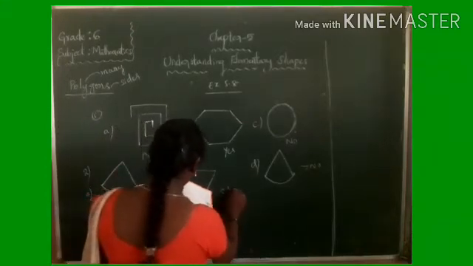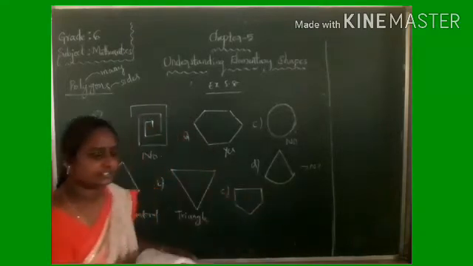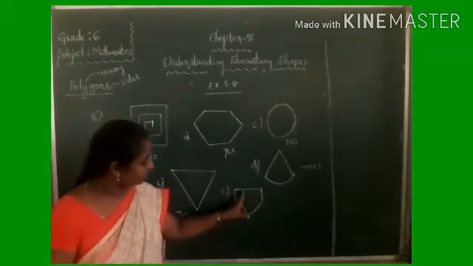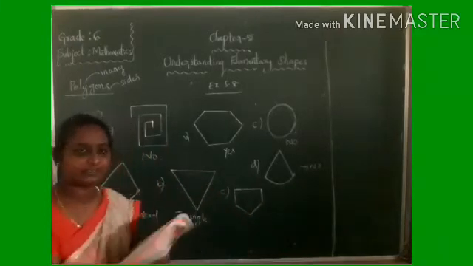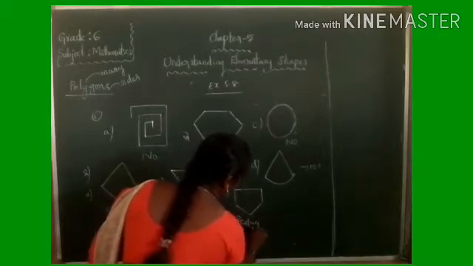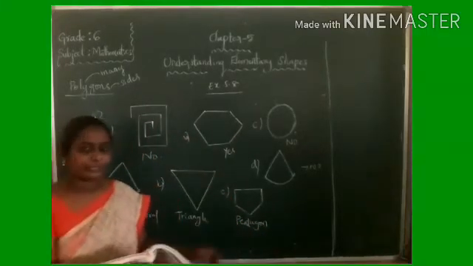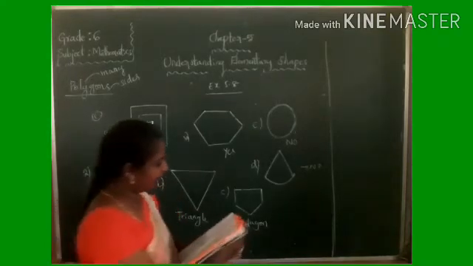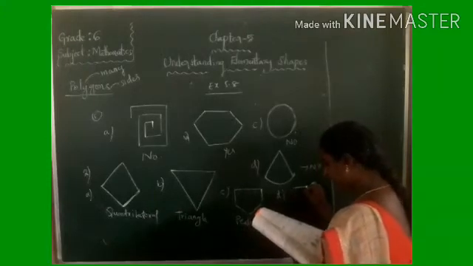And the third one is, observe this figure. Yes, it has how many sides? 1, 2, 3, 4, 5. If 5 sides, which polygon is it? It is a pentagon. So a 5 sides polygon is a pentagon. So next one is, so draw clearly here.